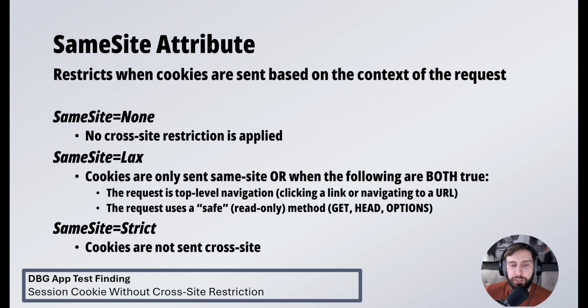And there's also another situation in which requests will be sent even when the request is cross-site, and that is when 2 conditions are true. One is that the request is a top-level navigation, so these are situations like user clicking a link or navigating to a URL. And the second requirement is that a safe method is used. So that would be a GET request, a HEAD request, or an OPTIONS request.